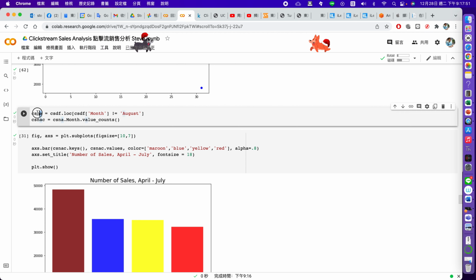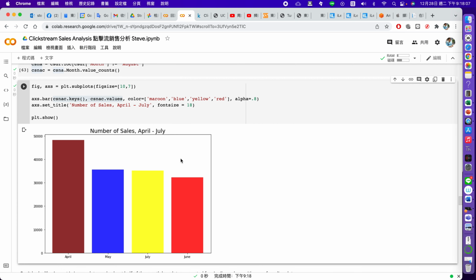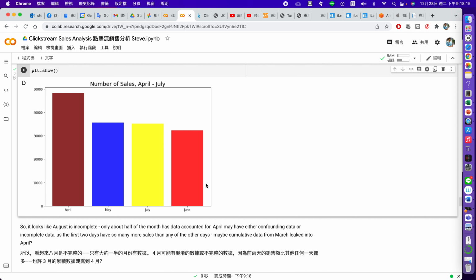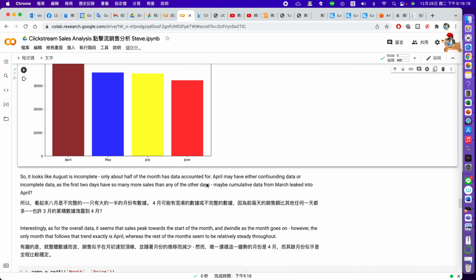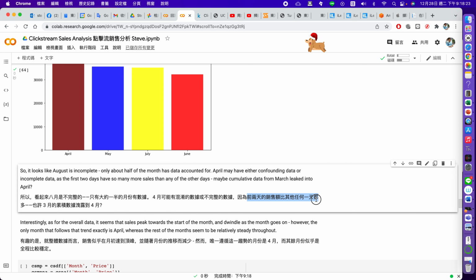So we name it CSNA. So we draw the CSNA keys and values, and we use the bar chart. Okay, so we have the distribution for these 4 months, except August. Okay, so you can see the first day of April has the most sales compared to the rest of the dates.